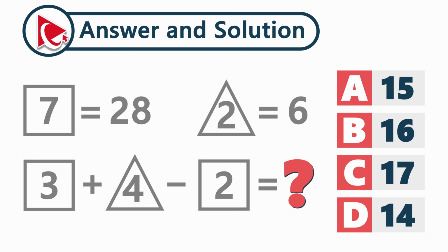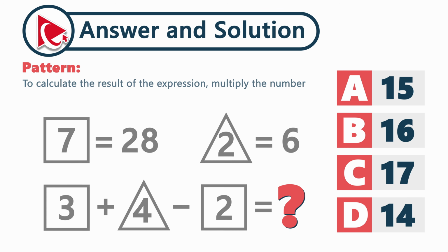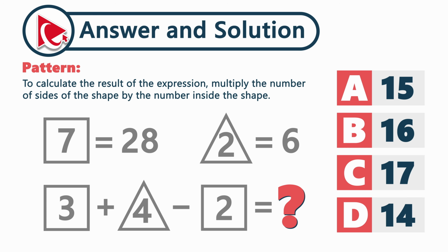So how do you decrypt this message? The pattern here is surprisingly simple. To calculate the result of the expression, you need to multiply the number of sides of the shape by the number inside the shape. Let's look at the example. The first expression is 7 inside the square equals 28. Let me ask you, how many sides does the square have? As you might be well aware, the number of sides in the square is 4, and 7 multiplied by 4 equals 28. A triangle has 2 sides. 2 multiplied by 3 equals 6.